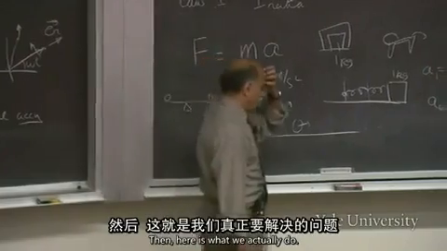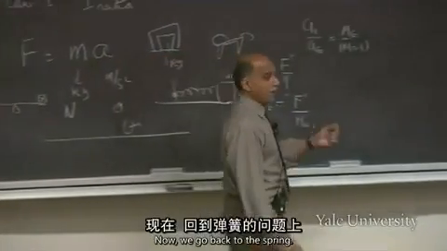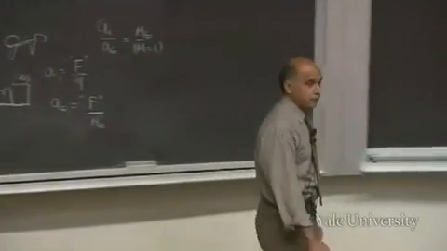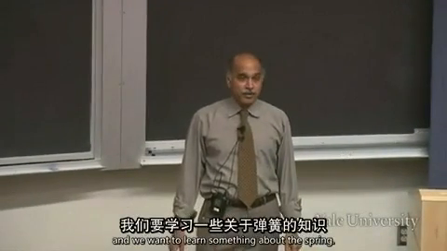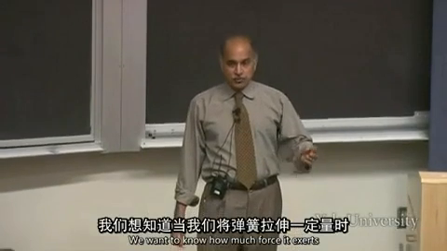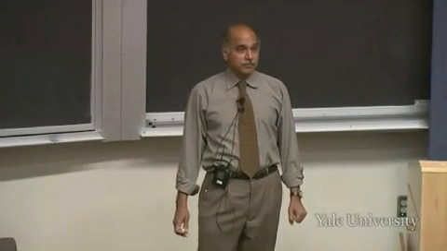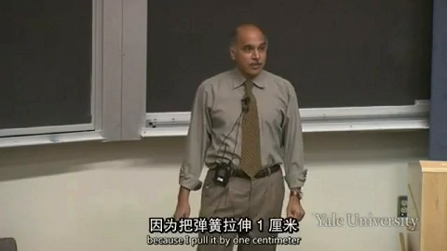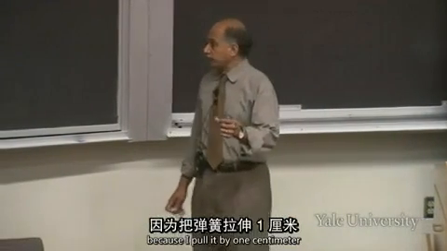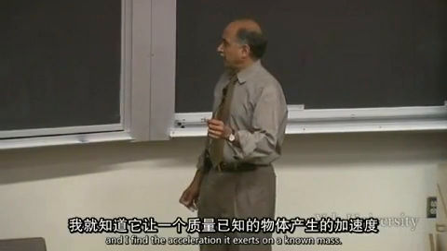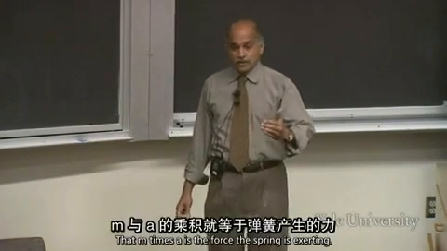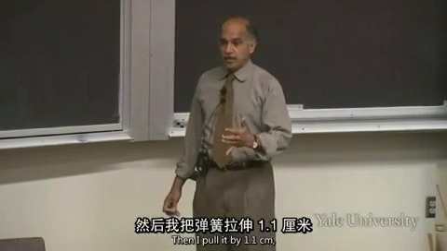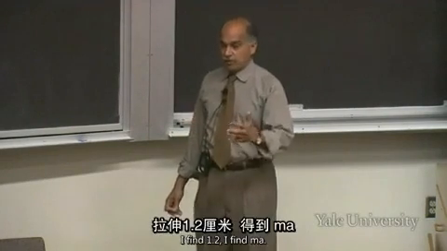But then, here is what we actually do. Now we go back to the spring. We go back to the spring, and we want to learn something about the spring. We want to know how much force it exerts when I pull it by a certain amount. Now I can measure that because I pull it by 1 centimeter, and I find the acceleration it exerts on a known mass, that m times a is the force the spring is exerting. Then I pull it by 1.1 centimeter, and I find ma. I find 1.2, I find ma.